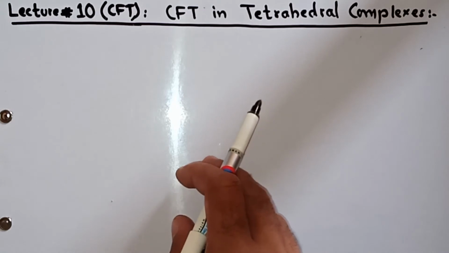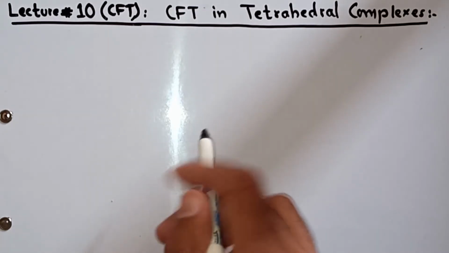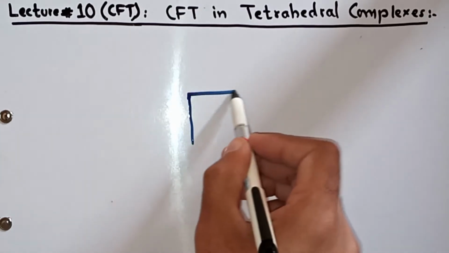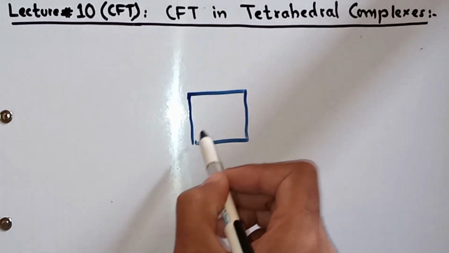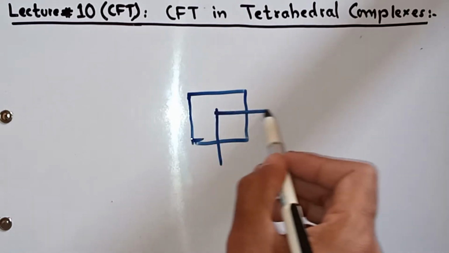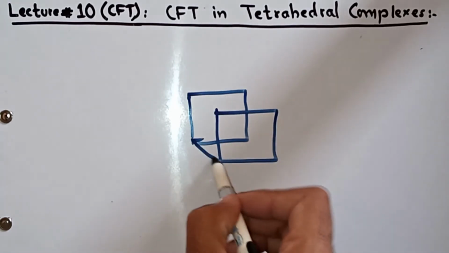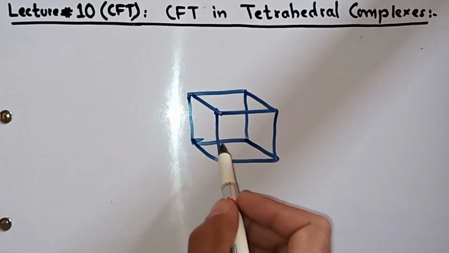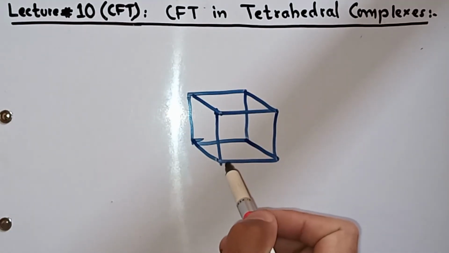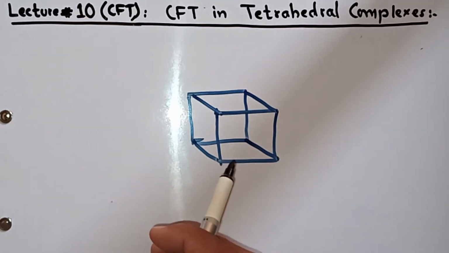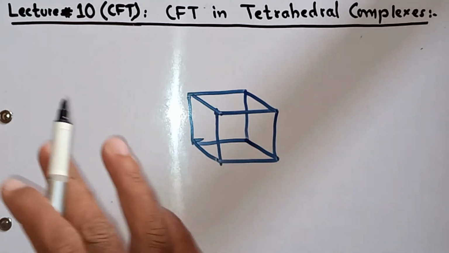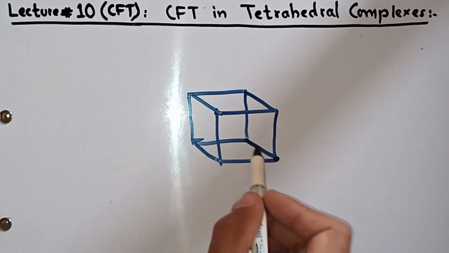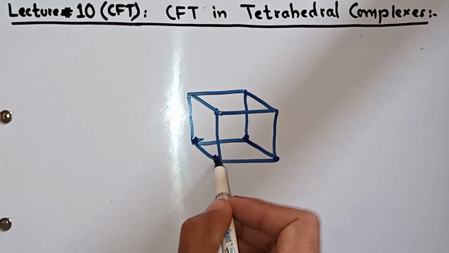Before we start the lecture, first of all I am going to show you something. Let's imagine there is a cube, like your room. If you imagine the room you are now sitting in, it will be like that. In your room there are 8 corners, 4 corners on the ground and 4 corners on the roof.